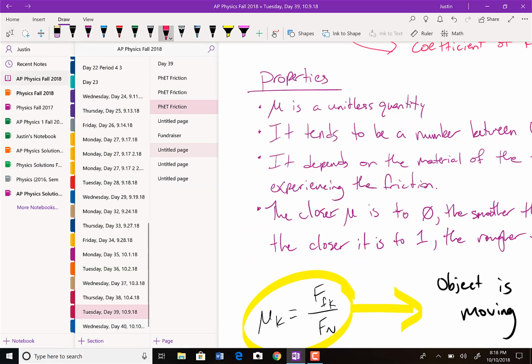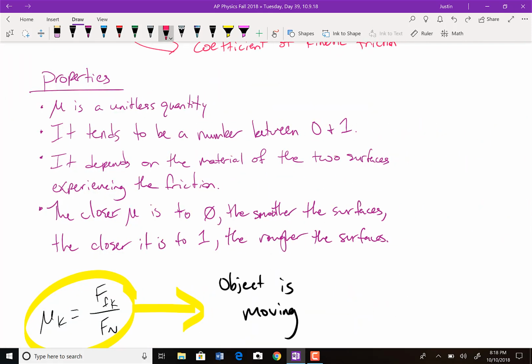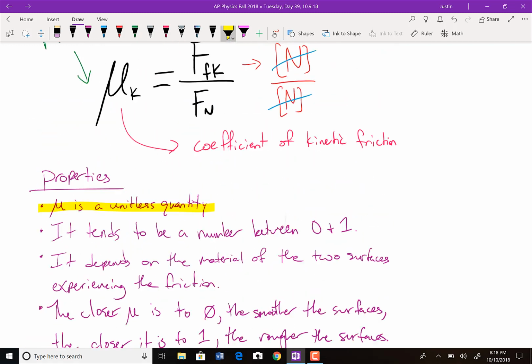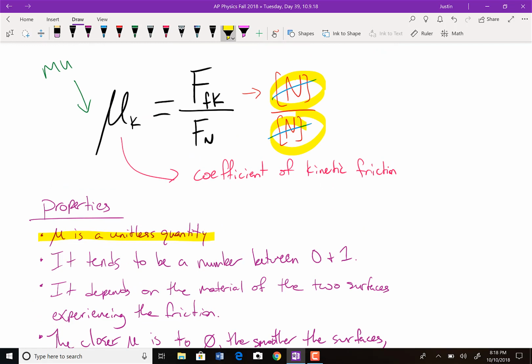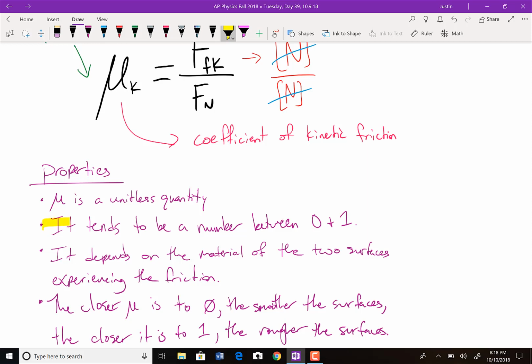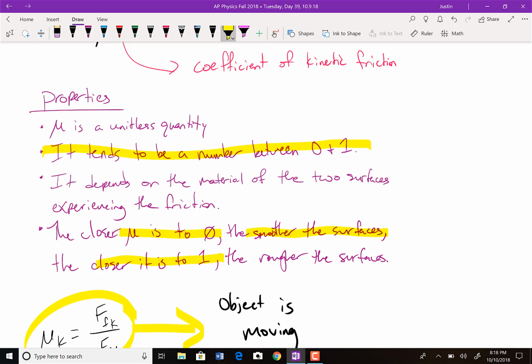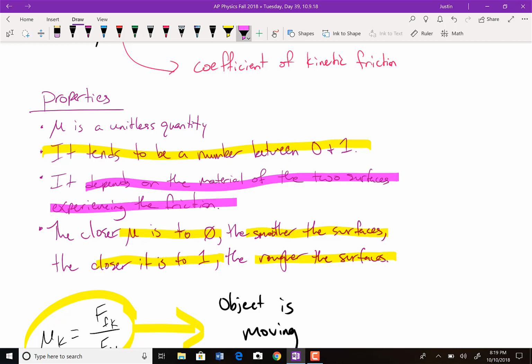All right, so let's go back to yesterday and see what we're going to do. Just to remind you guys, some properties: mu is a unitless quantity. It's the normal force divided by the normal force, so newtons divided by newtons cancel out. Another thing is that the number tends to be between 0 and 1. If mu is close to 0, the surfaces are smoother. If mu is close to 1, the surfaces are rougher. And this number depends on the material of the two surfaces experiencing the friction. So those are some properties of mu.